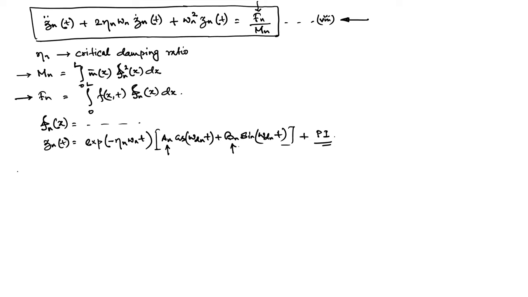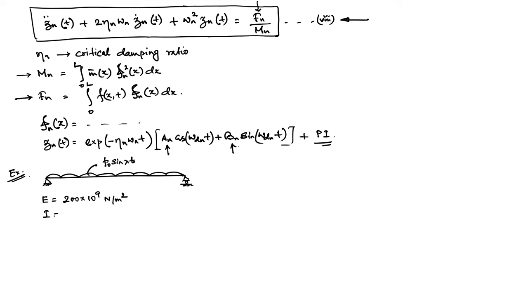Then what we do now, we take an example. The example says we have a simply supported beam, and it has a forcing function which is P naught sin lambda t. E is given, it is 200 into 10 to the power 9 Newton per meter square. I, that is moment of inertia, is 0.0091 meter to the power 4.